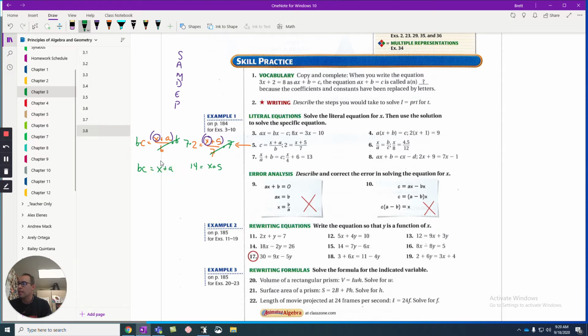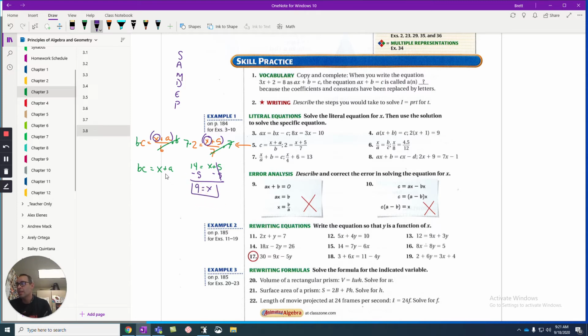Again, my goal is to get the x alone. And so the next step would be, how do I get x plus 5 to just be x? Well, if I subtract 5 from 5, it becomes a 0. So if I do that to both sides, I will get 9 equals x. And my x is alone.